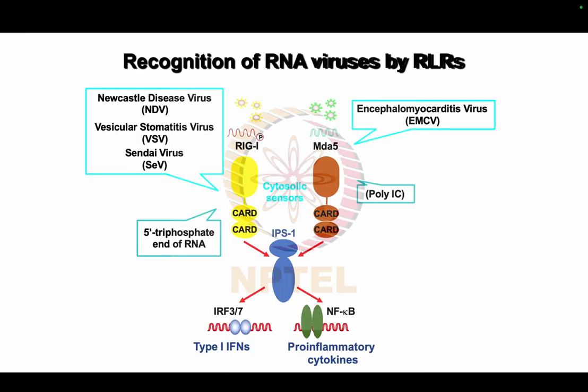Okay. Recognition of RNA viruses by RLRs. There are different kinds of viruses: Newcastle disease virus, vesicular stomatitis virus, Sendai virus, where RIG1 helps. RIG1 has CARD2 domain, and there is another sensor which is MDA5 in the case of encephalomyocarditis virus. These sensors detect different kinds of ligands, for example the 5-triphosphate end of RNA, and then they activate IPS1, and from that different signaling such as IRF3/7 or NF-kappa B gets activated, and type 1 interferons and pro-inflammatory cytokines get produced.